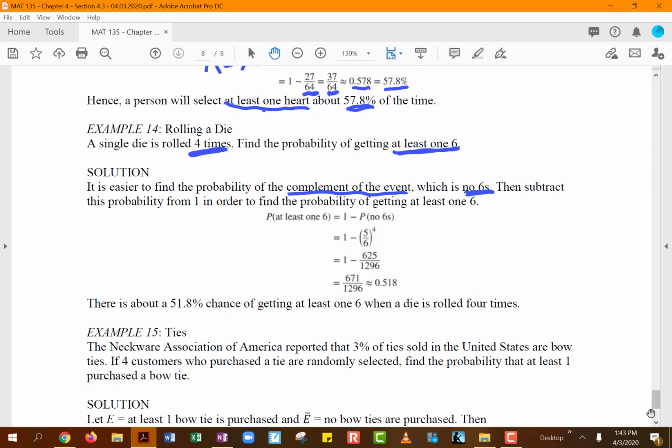So if you're rolling a die, the probability of getting a 6 is 1 out of 6, right? You have a total of 6 outcomes. One of them happens to be the number 6. So which means the probability of not getting a 6 will be 6 minus 1, so that's going to be 5 other possibilities out of a total of 6. So that's where they're getting this 5 over 6 from. But you'll notice they're raising it to the 4th power. So just think about it for a second. Why are we raising it to the 4th power?